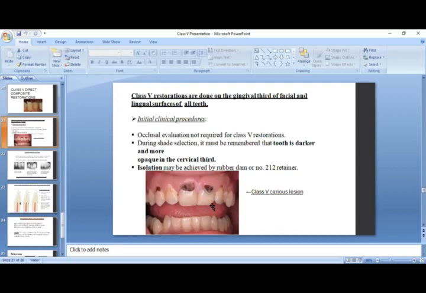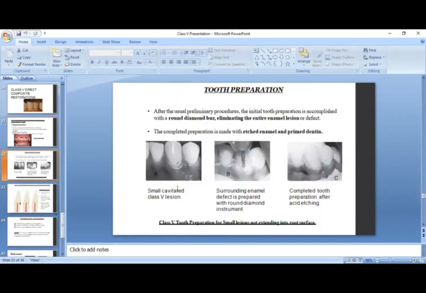Isolation must be achieved with the rubber dam, with the 212 retainer. What is the 212 retainer? This is a very special kind of retainer that we use for class 5 restorations. For a small cervical lesion, we remove the carious lesion with a round bur. In amalgam restoration, we use the inverted round bur. After removal, that bur eliminates most of the affected dentin and all of the carious region.